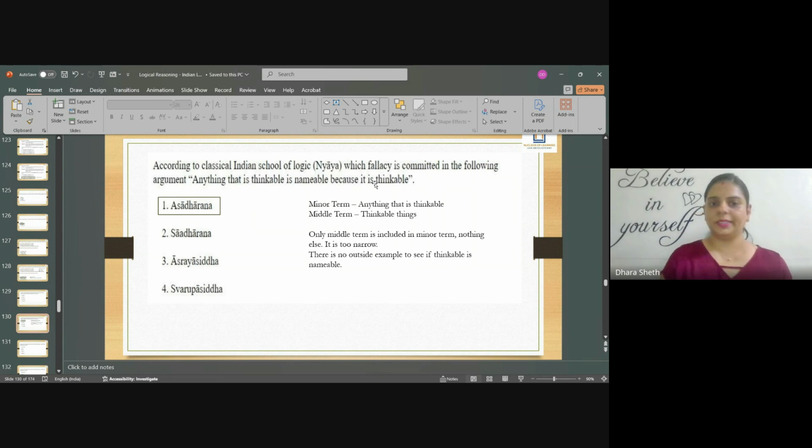It is asadharan. Anything that is thinkable is included in thinkable. So where do you go and compare with anything else, that this is non-thinkable or not thinkable? Thinkable things are included in thinkable things. So your subject is too narrow. That is why it is asadharan. Remember this statement. It is asadharan.